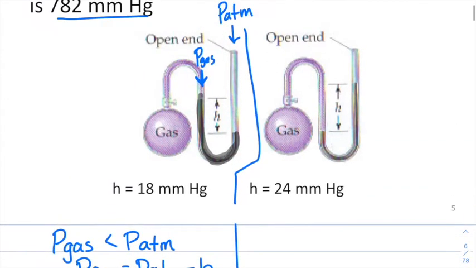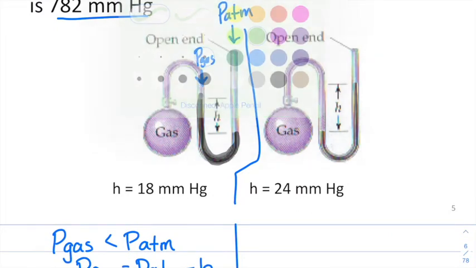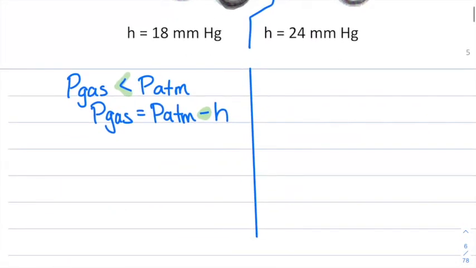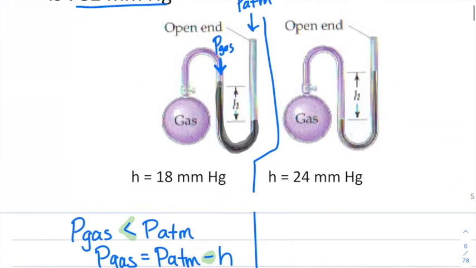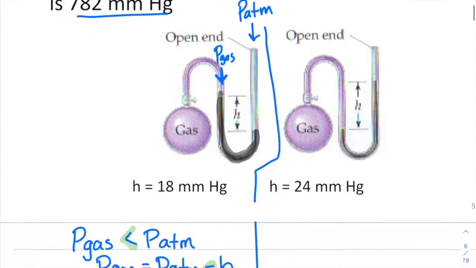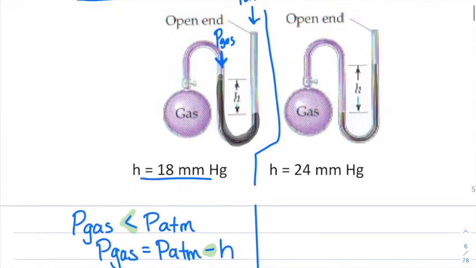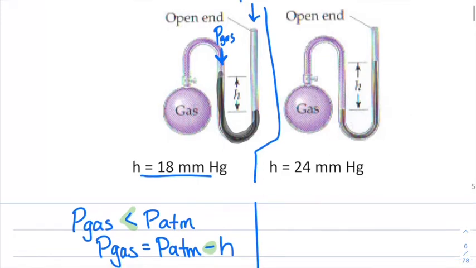All right, so again, because the pressure of the gas is less than the pressure of the atmosphere, we will be subtracting H. All right, so now let's do the actual calculation. We're trying to find the pressure of our gas, and I'm going to start with the pressure of the atmosphere. We're told it is 782 millimeters of mercury. And we're going to subtract out H. And for this problem, we're given that H is 18 millimeters of mercury.